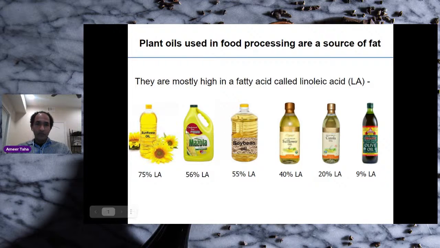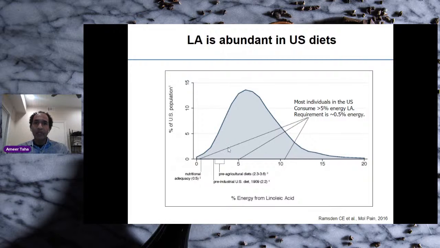Now, you can appreciate from the picture here that a lot of the oils you see are pretty high in LA. Sunflower oil is about 75% by weight, corn oil is 56%, and olive oil has the least. But you can see that this fatty acid is quite abundant in oils used in food processing, which is why it's fairly abundant in the food supply. So this slide shows on the y-axis the percent of the U.S. population at a certain energy level of intake of linoleic acid, or LA, and the x-axis shows that energy level.